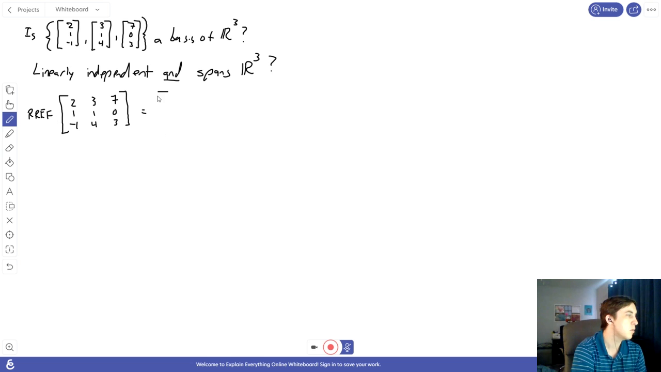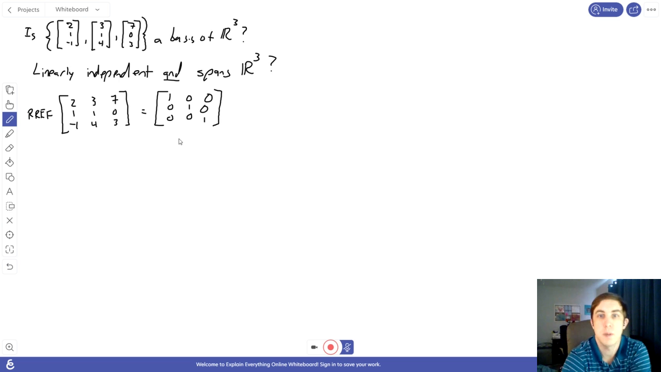So type this into Wolfram Alpha, and it has spit out the matrix 1, 0, 0, 0, 1, 0, and 0, 0, 1. All right, so for the first question of linear independence, we want to know if we augment this with zeros, how many solutions do we have? If I augment it with zeros, we notice that the system will look like x1 equals 0, x2 equals 0, and x3 equals 0. So we would only have the trivial solution, which tells us that we're linearly independent.